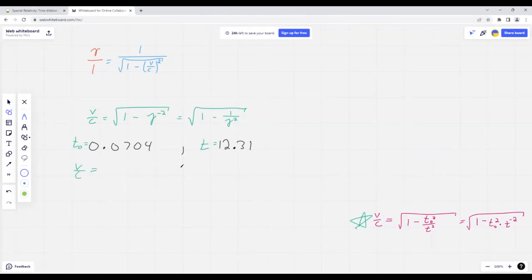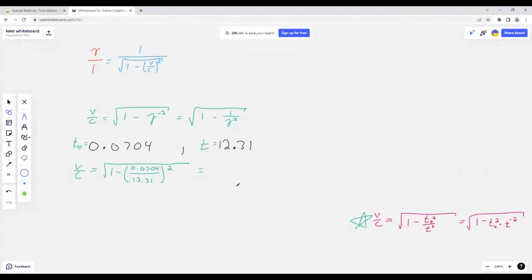We don't know V over C. Then we have some stuff to plug into it. We'll have 1 minus T0 squared is 0.0704. So we'll use the first version of this, I think is easier to write into right now, divided by 12.31. And to save a little calculator work, it may be easier to divide those first and then square. It actually gives you the same answer.